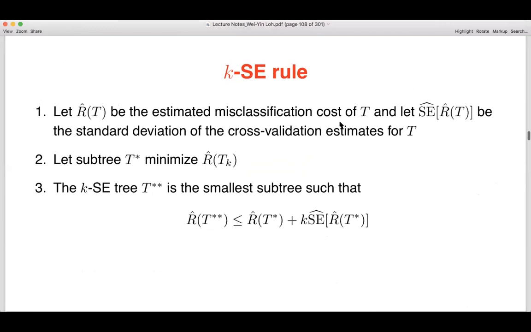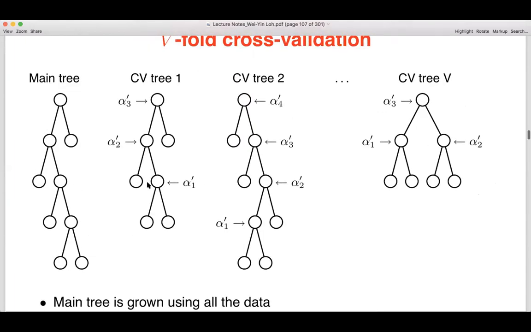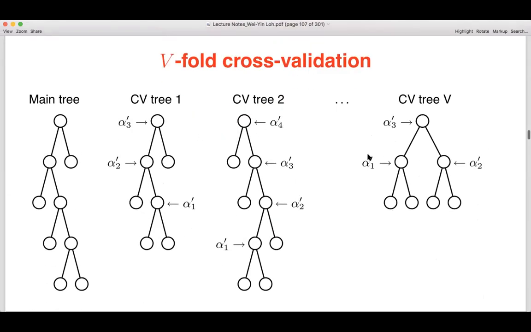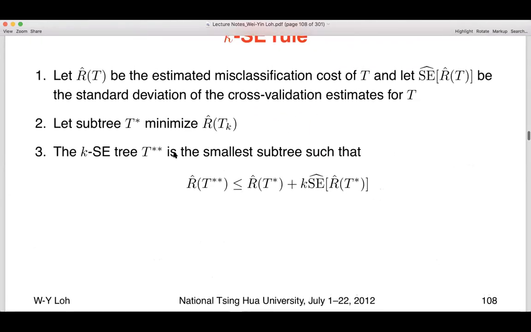Let R hat of T be the estimated misclassification cost of T, and let SE of this be the standard deviation of the cross-validation estimates for T. So you find the misclassification cost for all these cross-validated trees and find their standard deviation. Let subtree T star minimize this. That means one of these trees will actually minimize it, so you find that one. Then the K-SE tree is the smallest subtree such that this is true.